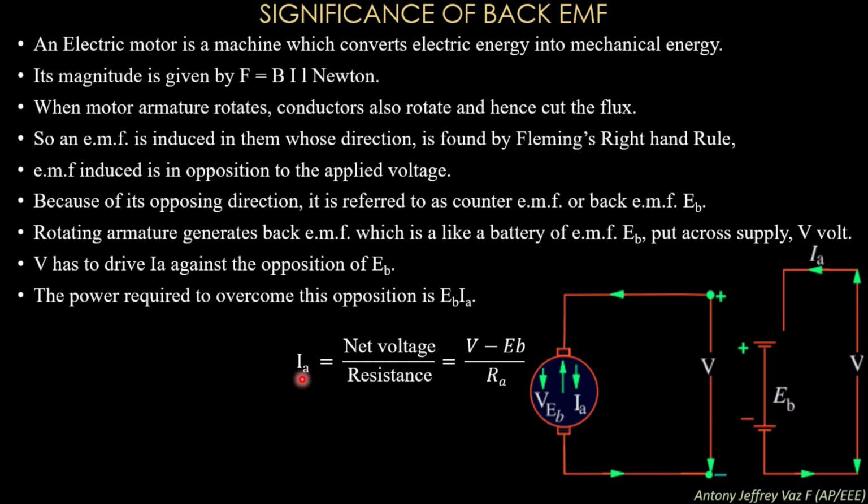So the net armature current IA will be equivalent to the net voltage divided by resistance. Here the net voltage is V minus EB, divided by RA. Here V is the supply voltage, EB is the back EMF, and RA denotes the armature resistance of the armature windings.